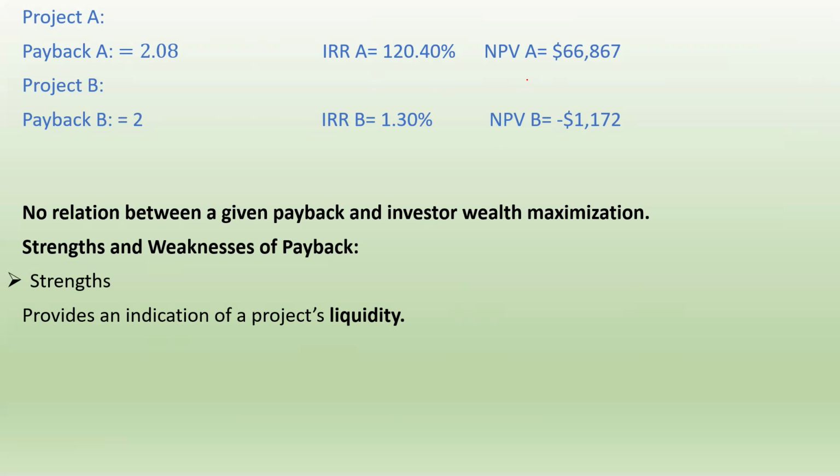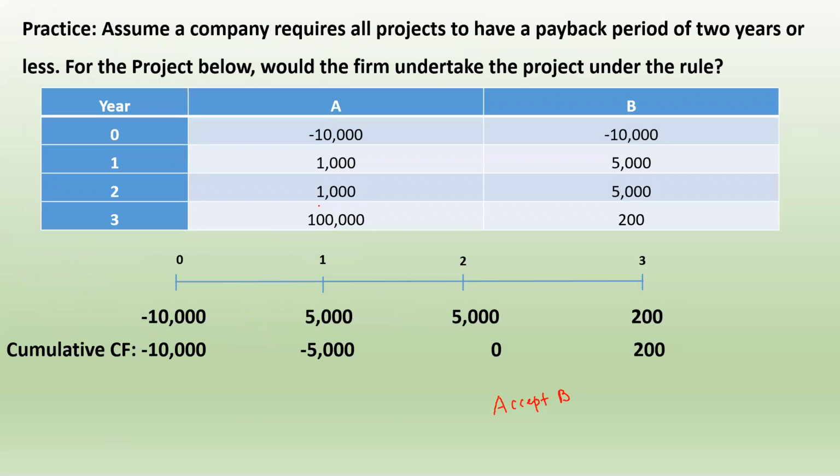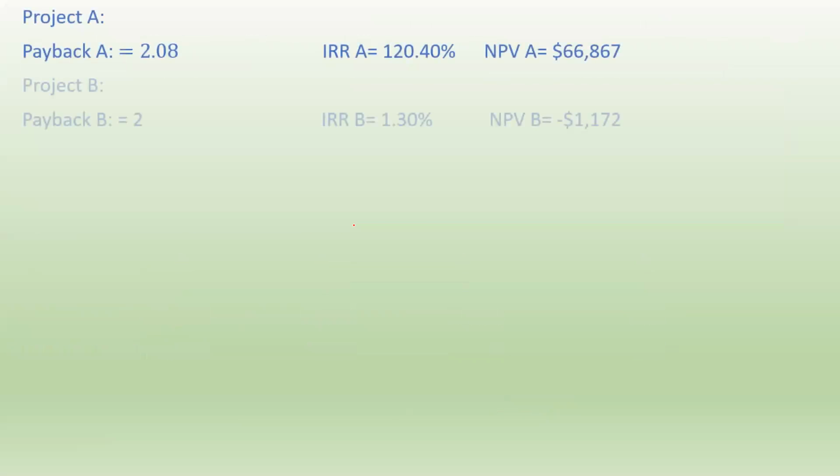whether we can collect our initial cost very fast. It's easy to calculate and very easy to understand. However, it ignores the time value of money and it ignores the cash flows occurring after the payback period. For project A and project B, after this payback period of 2 years, project A has a huge lump sum, but project B only has $200. Payback period ignores this huge amount of cash flows after the payback period. That's the weakness of payback period.